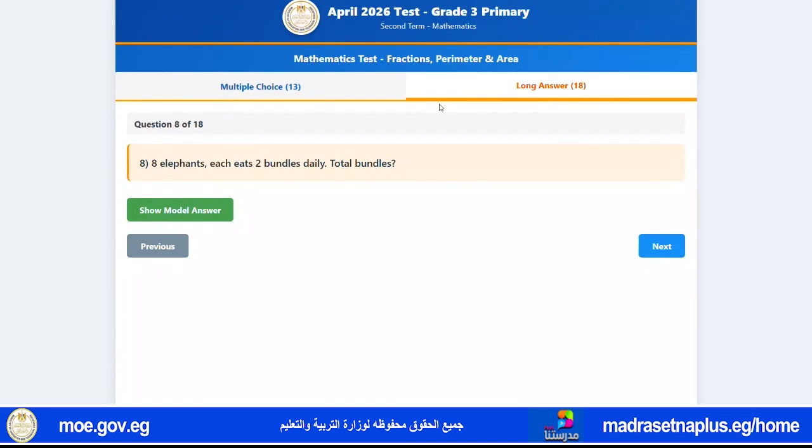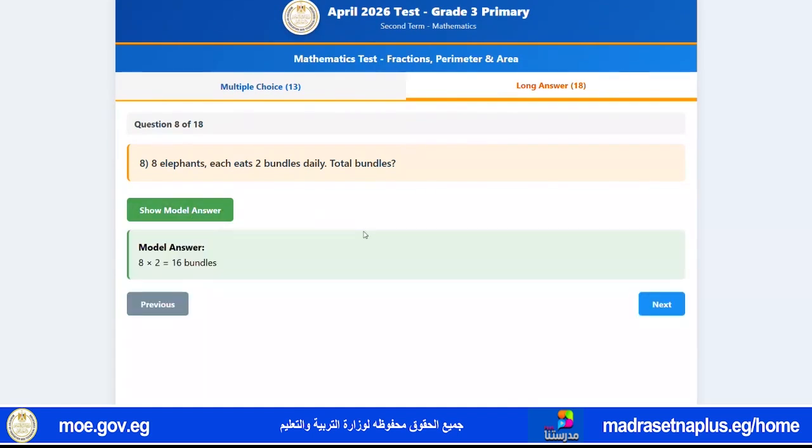So there are 8 elephants. So the number of elephants is 8. Each elephant eats 2 pounds a day. So how many pounds can 8 elephants eat? How many elephants? 8. Each one eats 2. This problem is what? Times, adding, subtracting, or even division. It's up to you to decide. Yes, it's times. 8 times 2 equals 16.